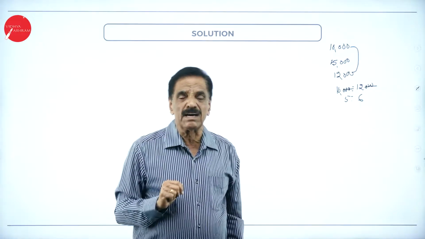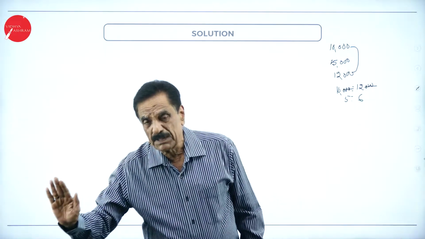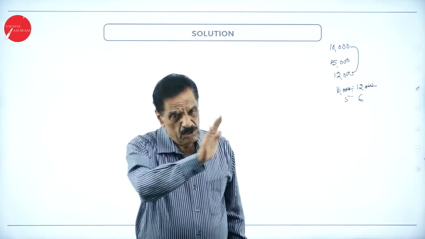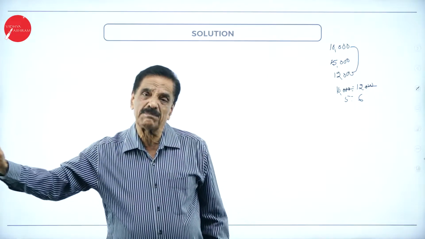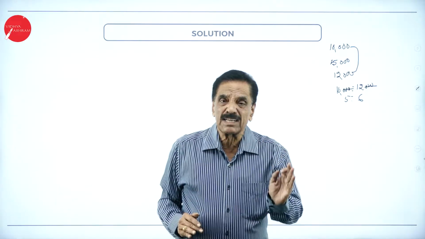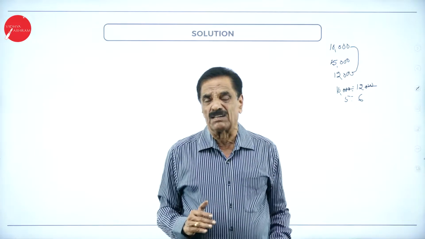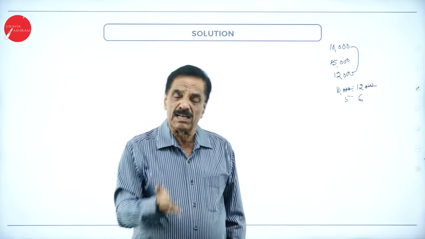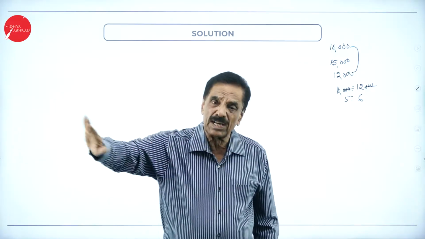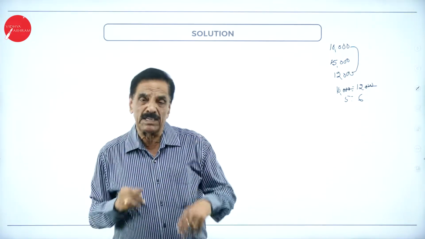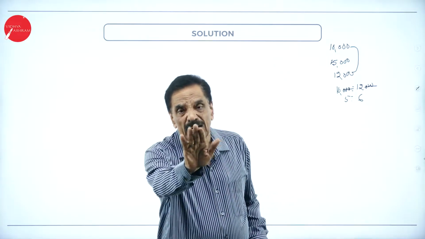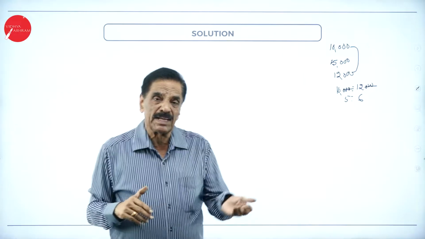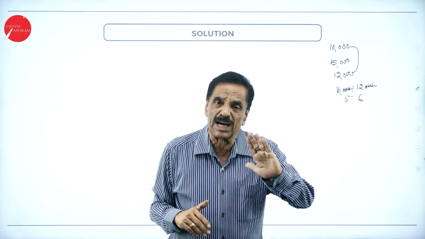The common entries are: bank account debit to share application account. Second entry, share application account debit to share capital account, to bank account, to share allotment account. Then the due entry for allotment including the premium: share allotment account debit to share capital, to share premium. Next entry, bank account debit to share allotment account.